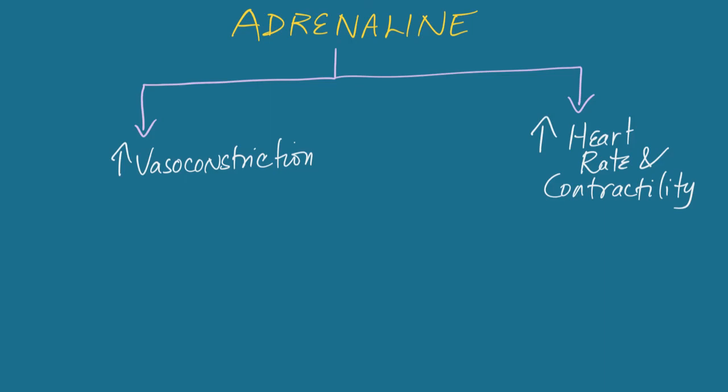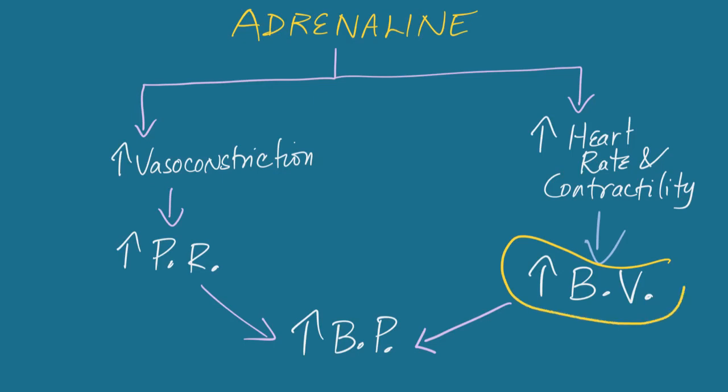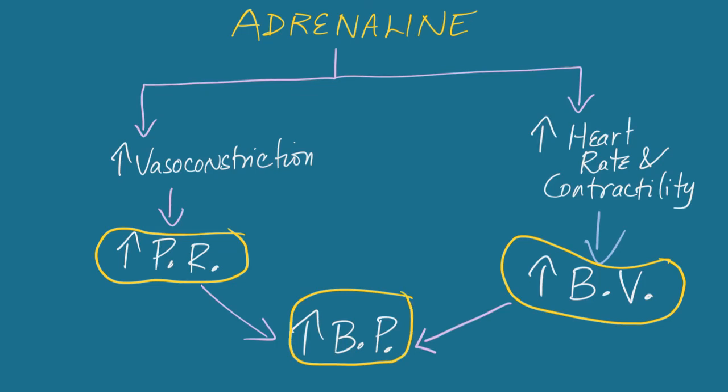When vasoconstriction increases, peripheral resistance increases as well. When peripheral resistance increases, blood pressure increases as well. With the heart rate and contractility, we end up increasing cardiac output. When cardiac output increases, you increase blood volume. So we are basically increasing blood volume. When you increase blood volume, blood pressure goes up as well. So here again we have blood volume goes up, peripheral resistance goes up, so blood pressure goes up as well.